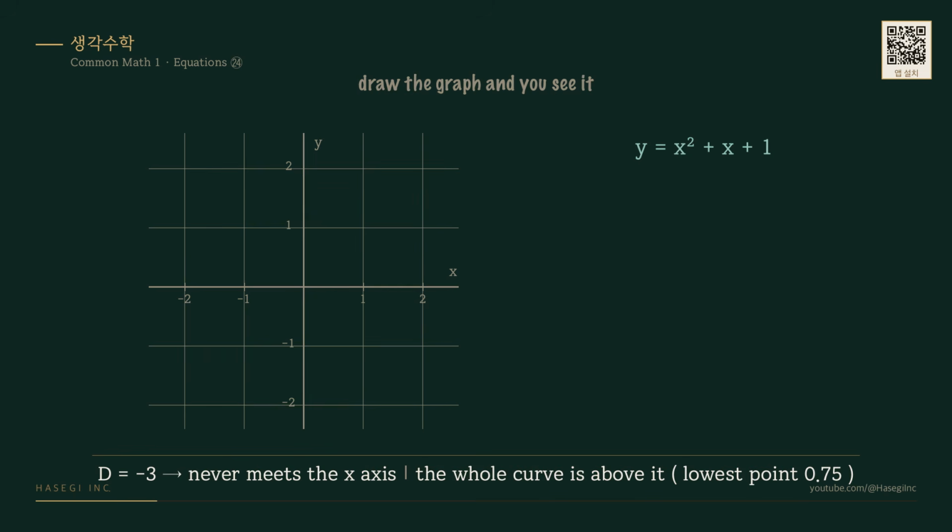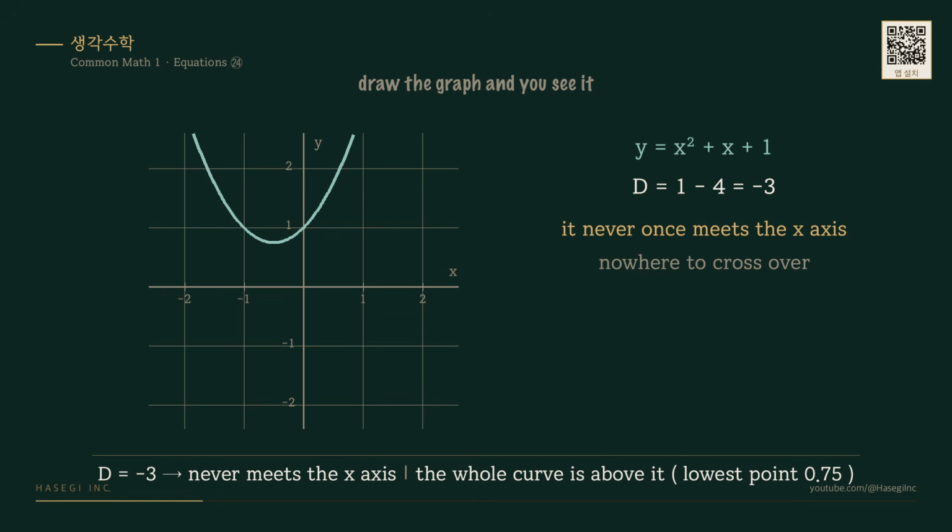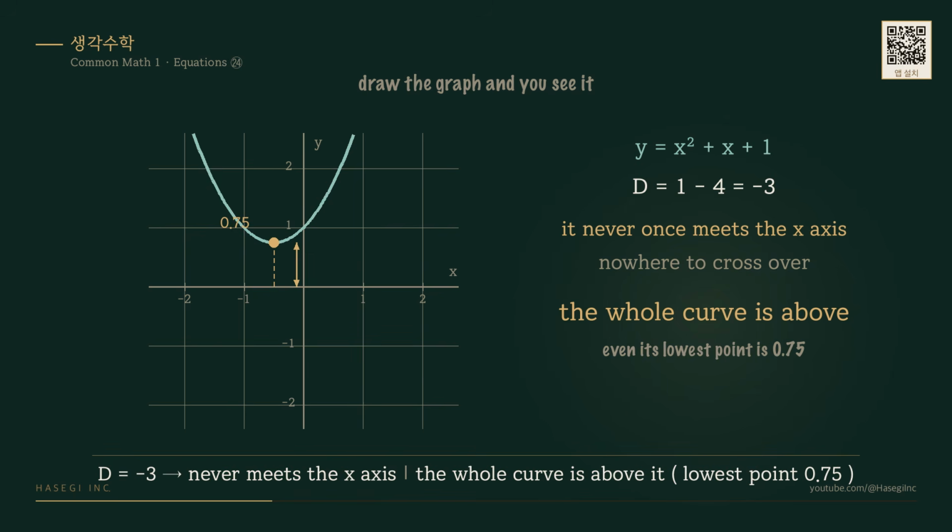Draw the graph, and you see it at once. Work out the discriminant of this expression, and it comes to -3, a negative number. A negative discriminant means this parabola never once meets the x-axis. And if it never meets the axis, there is nowhere for it to cross over, so it stays on one side from beginning to end. The number in front of x squared is positive, so it opens upward, which puts the whole curve above the axis. Even its lowest point sits at 0.75.